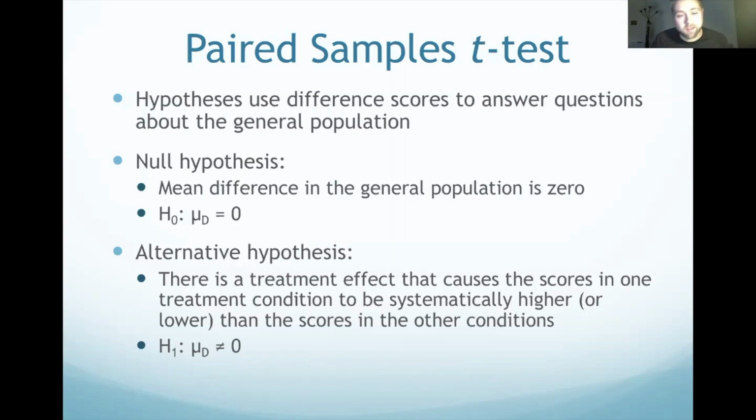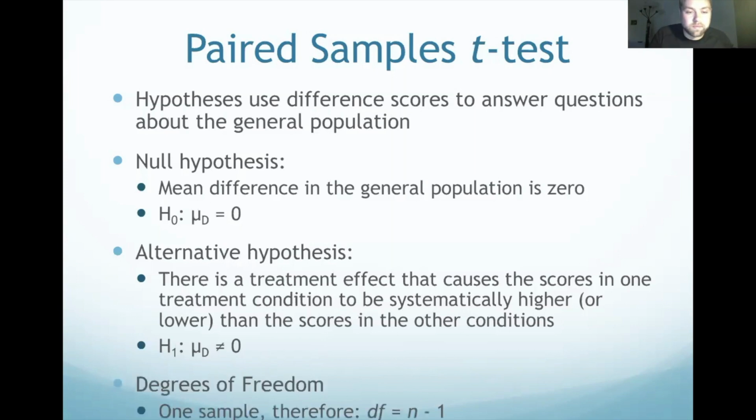The alternative hypothesis, our research hypothesis, is that there's a treatment effect that causes the scores in one treatment condition to be systematically higher or lower than the scores in the other conditions. And remember we've talked about degrees of freedom a few times now. It's always your n minus 1. Since we only have one group, the degrees of freedom is still n minus 1 rather than how it was last week.